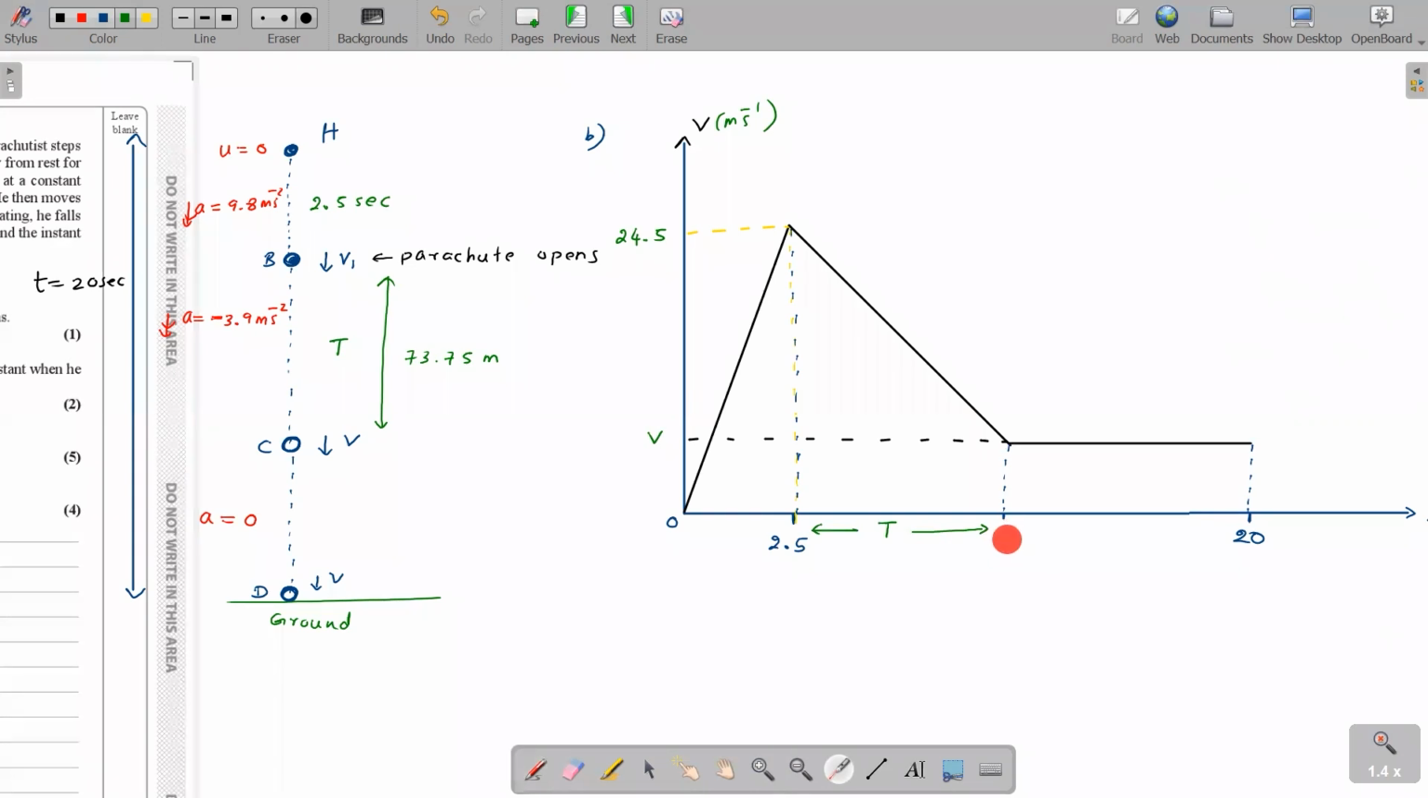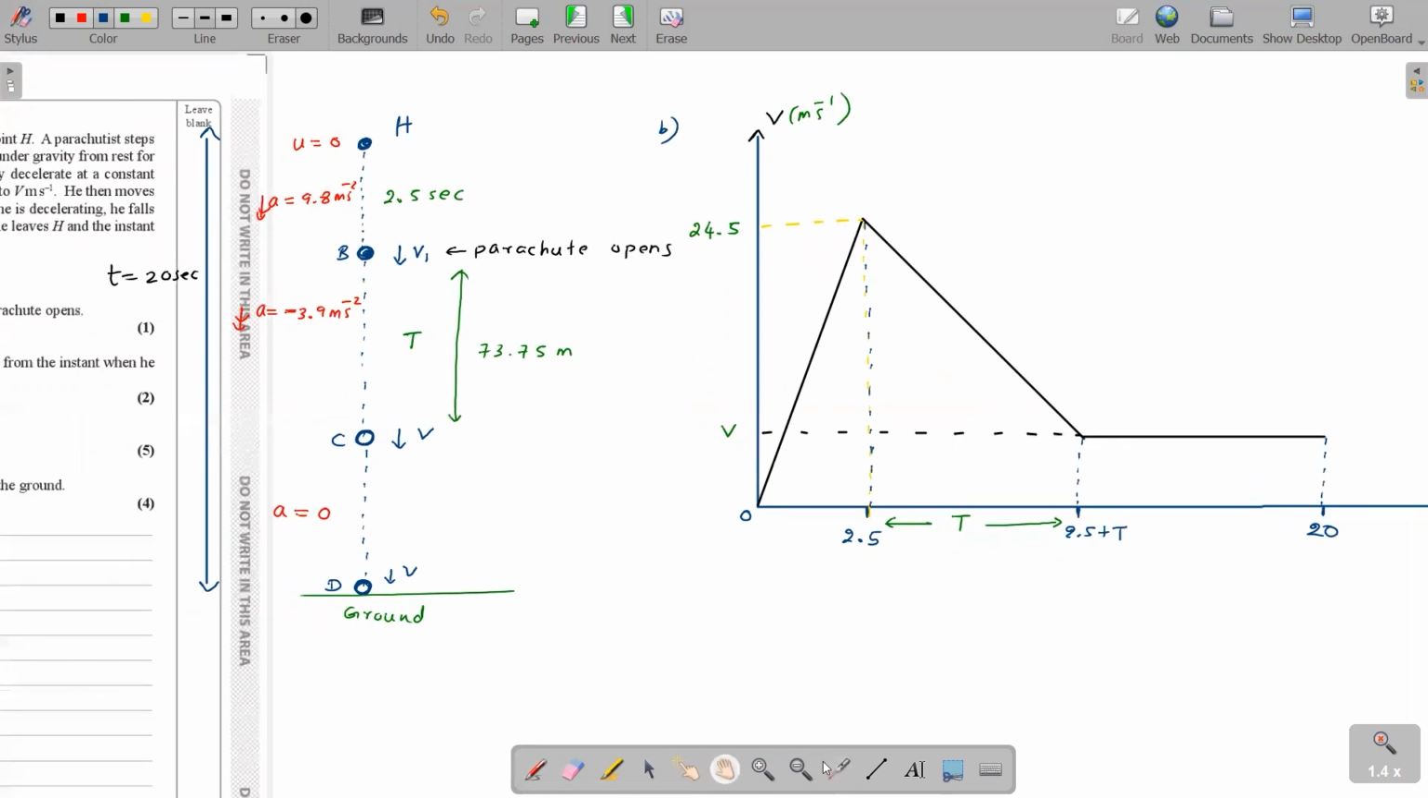Which means how much is this time value? This section is only T seconds. If you want to mark it on the axis, you have to give the time from the beginning. So the time from the beginning should be 2.5 plus T, isn't it? This value, the full value. And the full thing is 20. So this is your velocity time graph. Make sure the shapes and the figures are there.